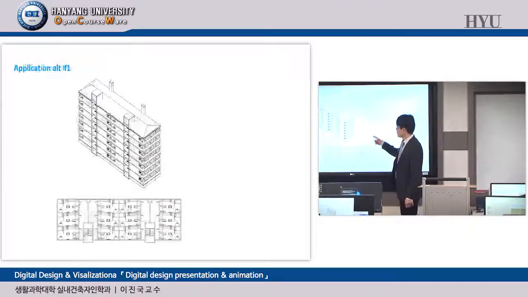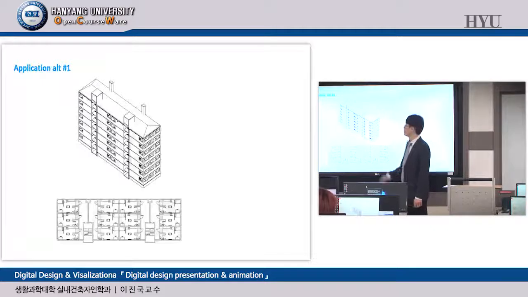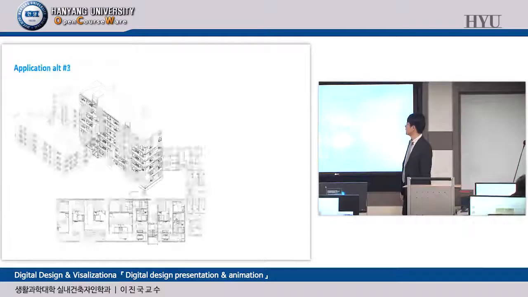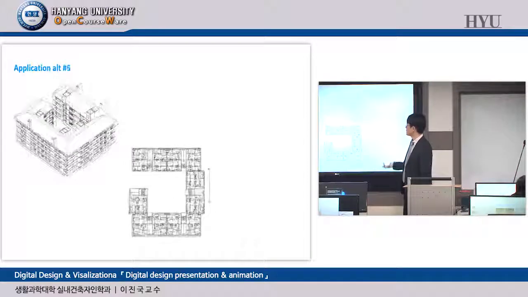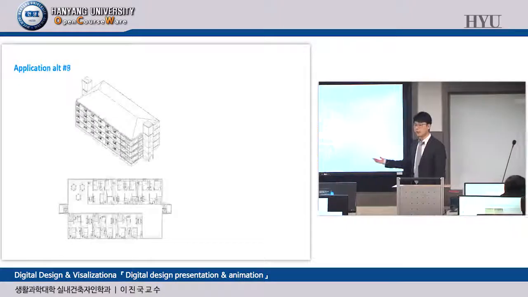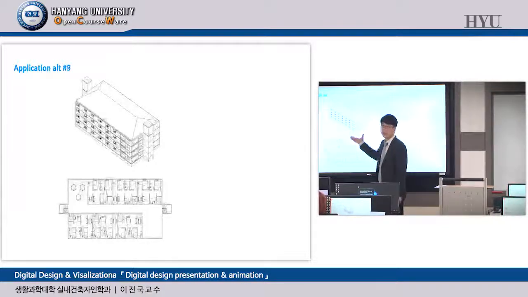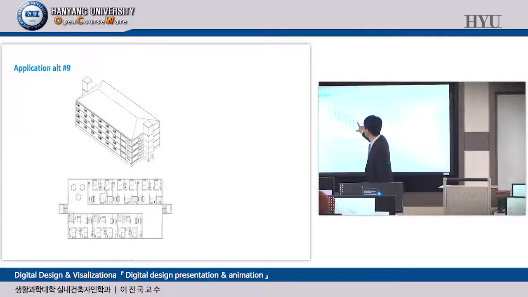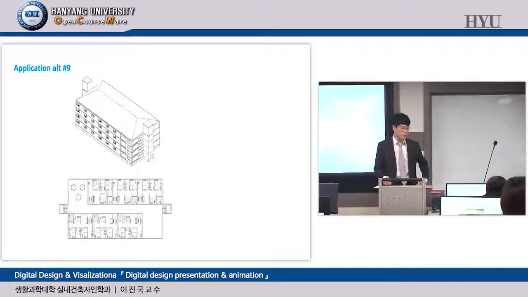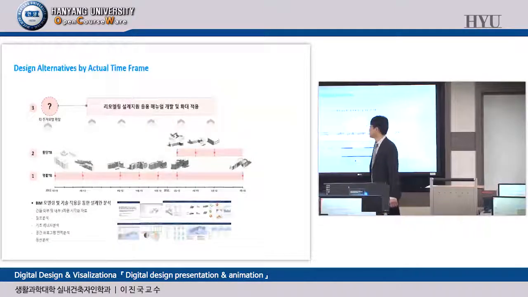So design alternative number 1 shows you the various design modules, housing units, and their shape. Alternatives 2, 3, 4, 5, 6, 7, 8, 9, all have different spatial allocation and different building mass shape. But originally, here is the original building unit currently existing, okay? So this diagram shows you the time frame.